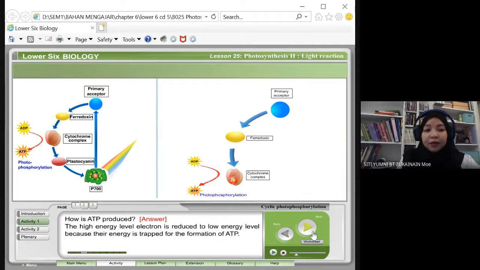Now the high energy level electron is reduced to a low energy level because their energy is trapped for the formation of ATP.